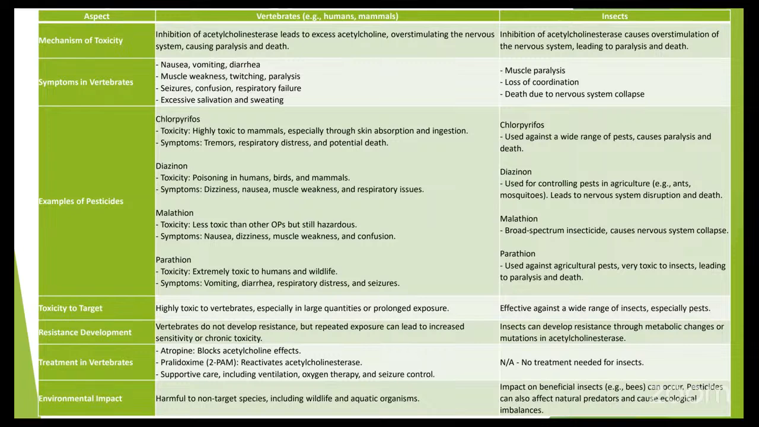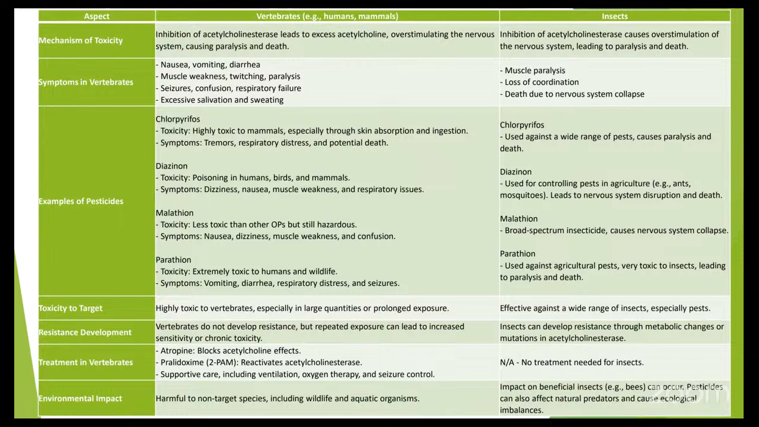Whereas in insects, muscle paralysis, loss of coordination, and death due to nervous system collapse have been seen. It's more toxic in the case of insects. Examples of certain organophosphorus pesticides are chlorpyrifos, diazinon, malathion, and parathion, and their toxicity and symptoms vary based on their chemical structure. Toxicity to the target: highly toxic to vertebrates, especially in large quantities or with prolonged exposure, and effective against a wide range of insects, especially pests.